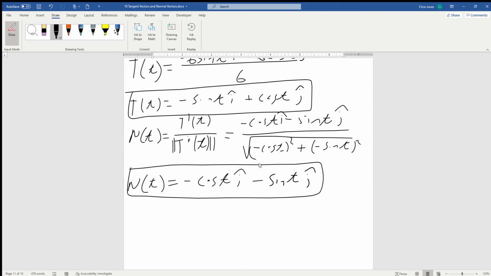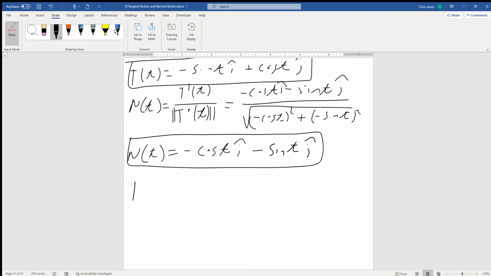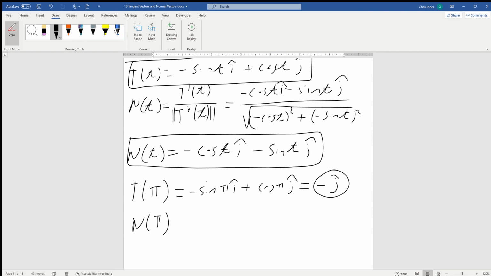All right, now remember, we need N at pi. So we're going to find T at pi, and we're also going to find N at pi, right? Just to see what's going on at that point pi. And it's actually not going to be all that difficult nor surprising. So T at pi is going to be minus sine pi i, which we like, plus cos pi j. That's just going to be negative j. Right? So we're going to hold on to that as T of pi.